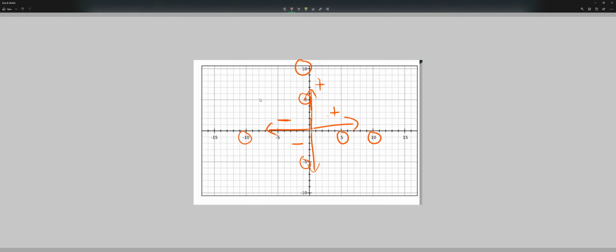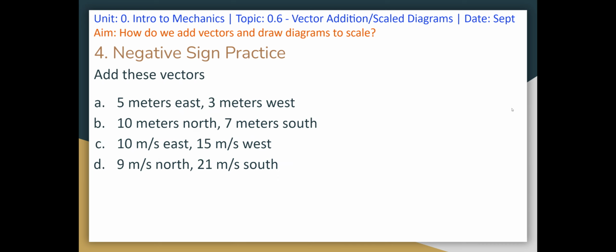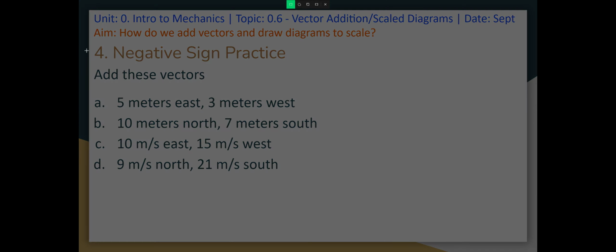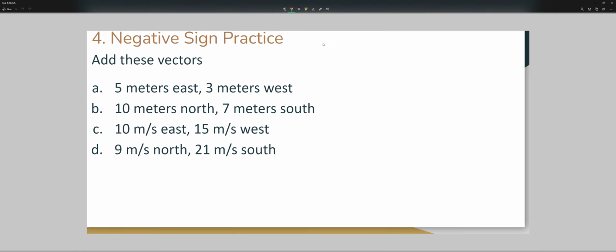Now, this is how we're always going to define direction in physics. To the top and to the right is positive. To the south and to the west is negative. And so how do we put that in action, right? How do we make sense of that? Well, let's take a look at these example problems. So east would be positive, west would be negative.